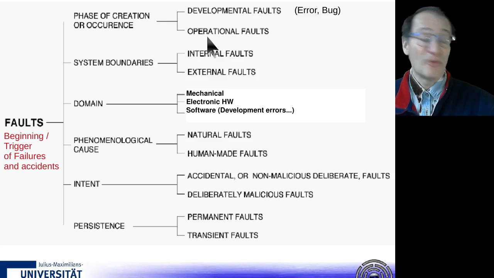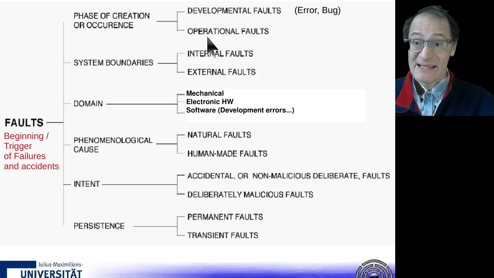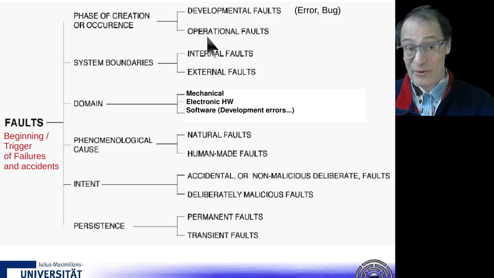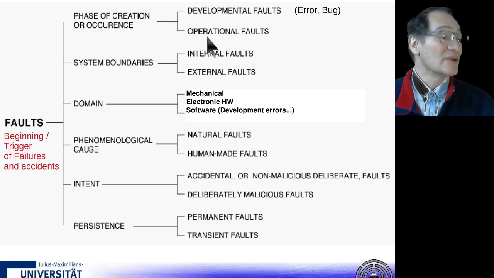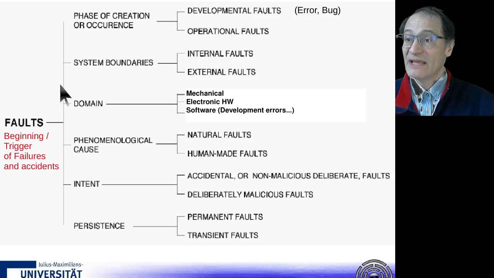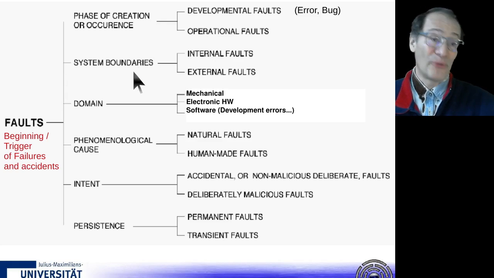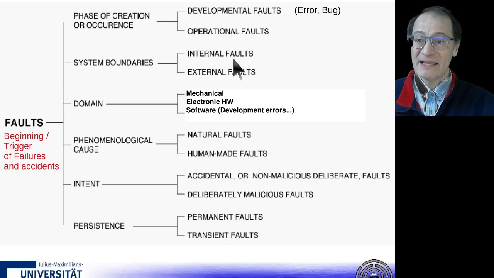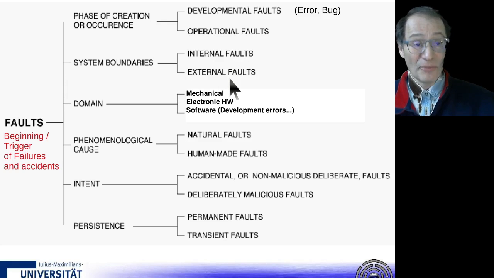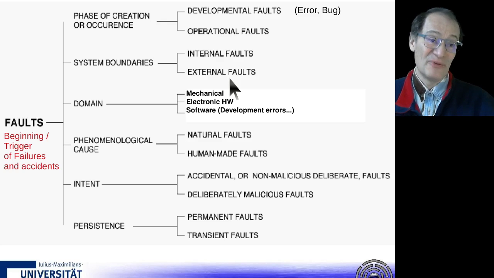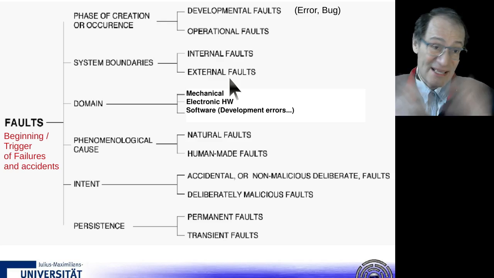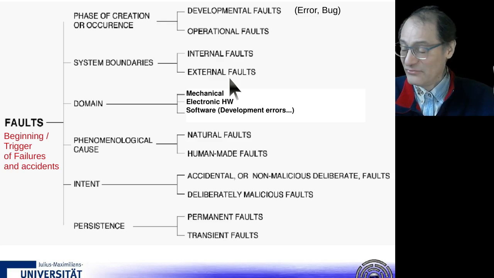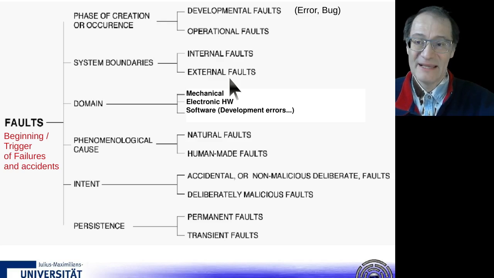Or it can be an operational fault. So at the beginning the design was right, but the way the system is being used is wrong, or the environment has an unexpected situation. Then we have the system boundaries, where the fault comes from. It can be an internal fault, or an external fault. So something from outside can come into the system to make the perturbances, or it can come from inside. A screw breaks after so many hours of use, and then we have an internal fault.